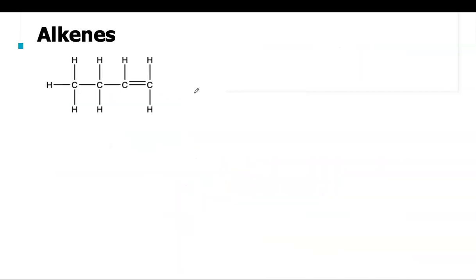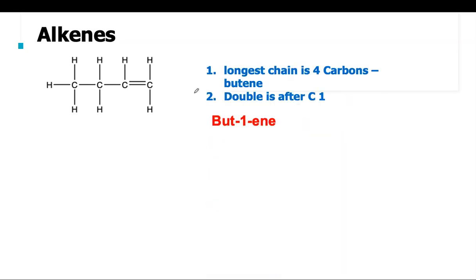Right, next one. Let's look at alkenes. Alkenes, a double bond after the first carbon. So we will call this but-1-ene.